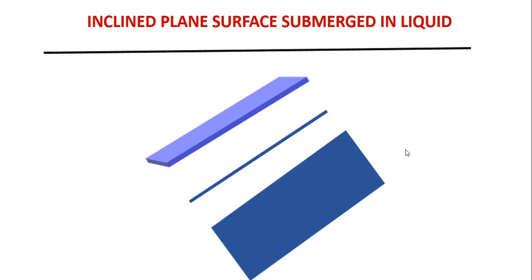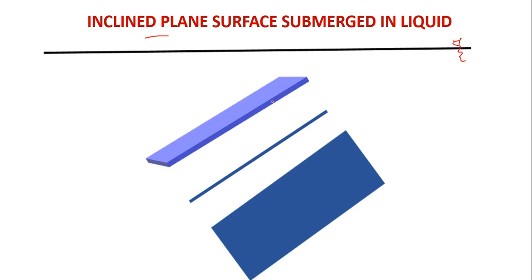Dear students, in the previous lecture we discussed a vertical plane surface which is submerged in a static fluid. Here we'll try to derive an expression to calculate the total pressure and position of center of pressure in case of an inclined plane surface. Now let us consider an inclined surface which is immersed in a static fluid.